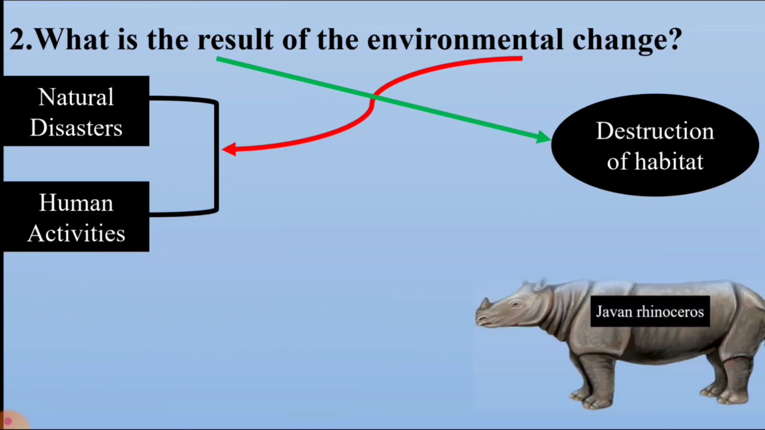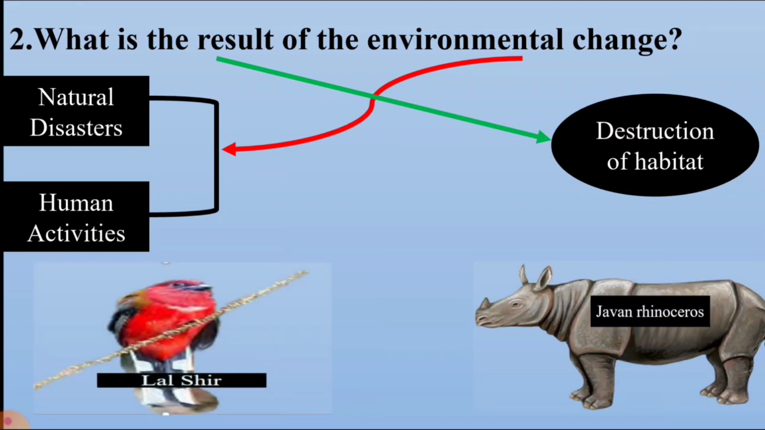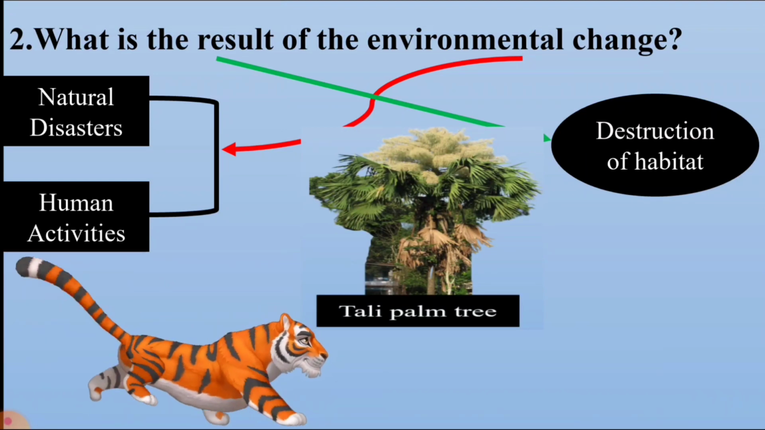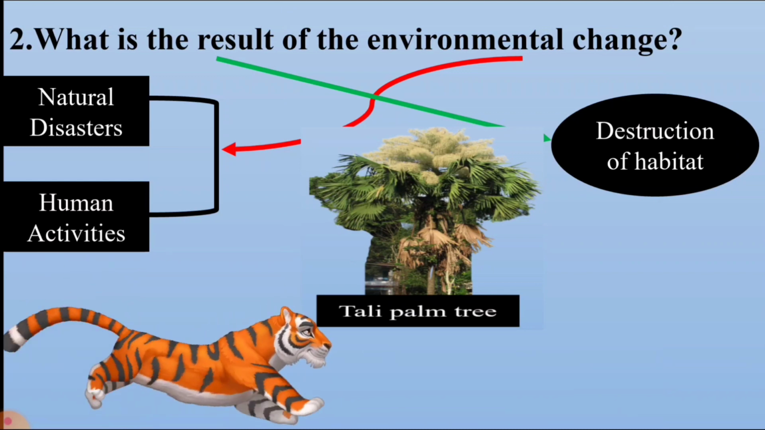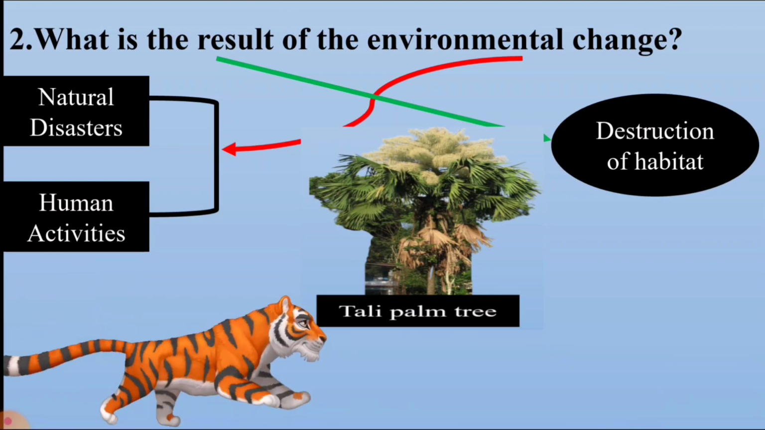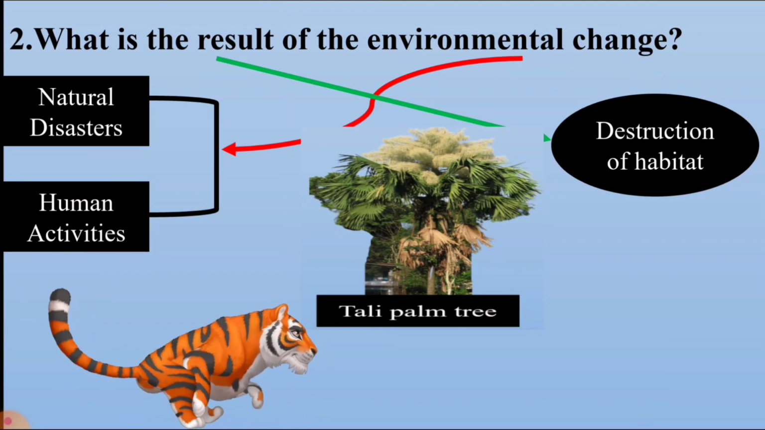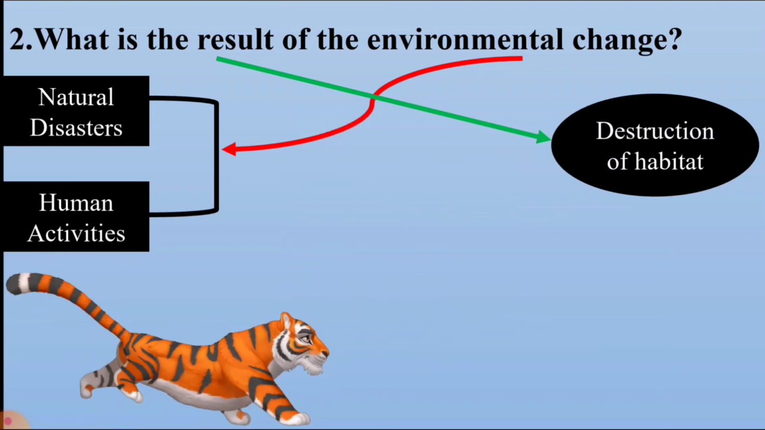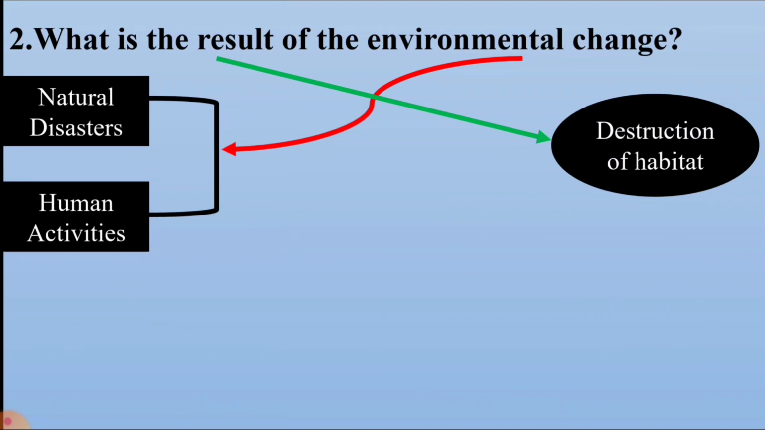In our country there were the Javan rhinoceros and Lal Shir, but even they got extinct. Again, why? Because their habitat got destroyed, maybe because of natural disaster or because of human activities. Now if we do not take care of the tali palm tree and Royal Bengal tiger, even they can get extinct because they are now endangered. If we do not take care of these two, then even they will lose their habitat and they will get extinct. So we have to take care of the number of these two species.